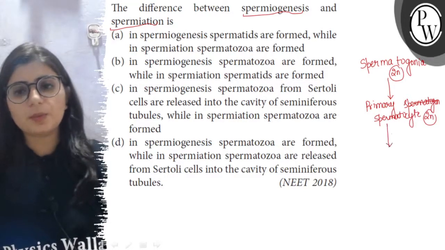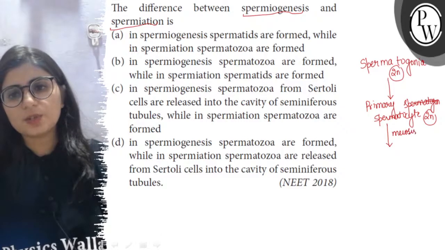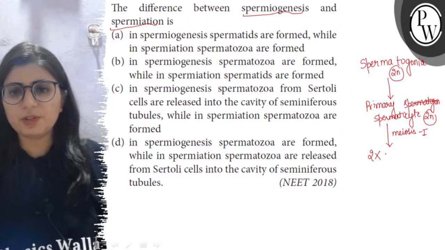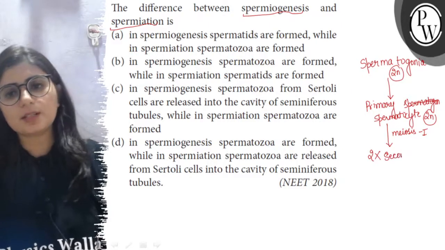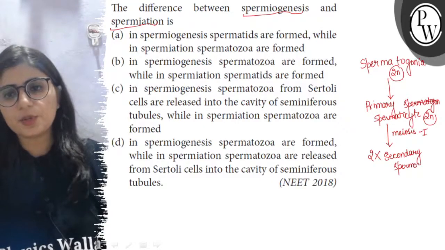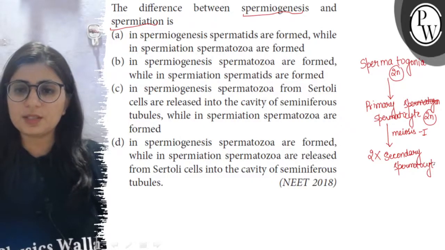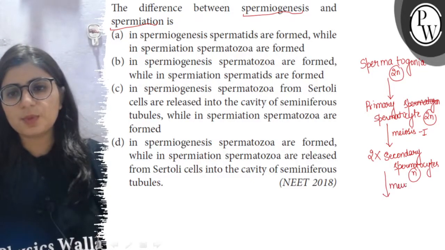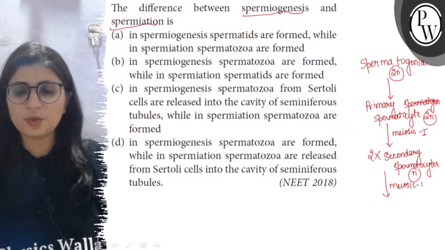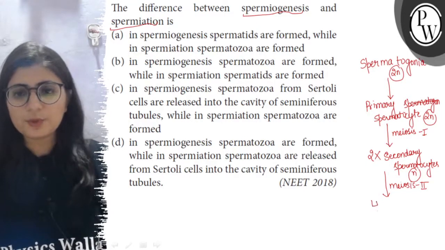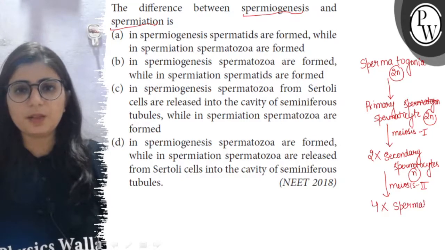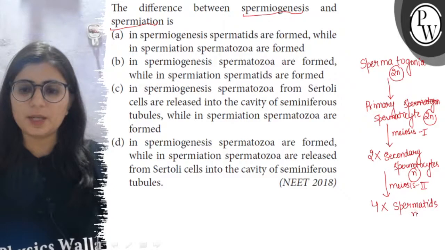Now this primary spermatocyte undergoes meiosis 1, and from meiosis 1, 2 haploid cells will be produced. And these haploid cells are called the secondary spermatocytes. As these are produced by the process of meiosis, so these will be haploid. Now there will be meiosis 2, as meiosis involves 2 sequential divisions. So from 2 secondary spermatocytes, 4 haploid cells will be formed, and these haploid cells are called the spermatids.